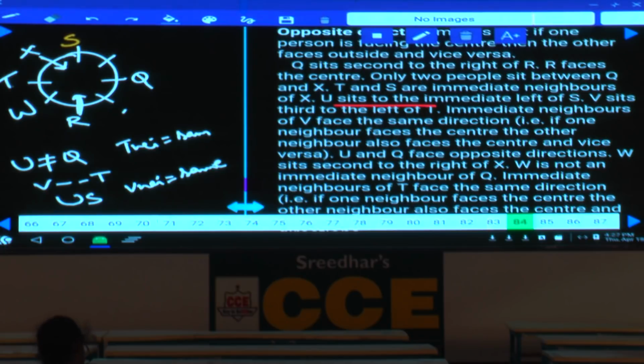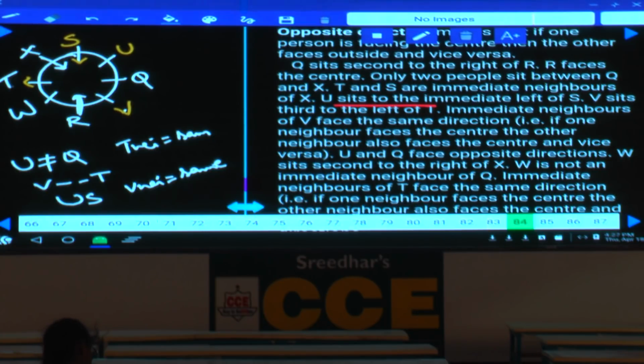If S is here, U is to the immediate left of S, and S is facing towards the center, U will be here. U is to the immediate left of S, and T is here. If T is here, V sits third to the left of T. Isn't it? V sits third to the left of T, and so V must be here. If V is here, and T is facing away from the center, then only V sits third to the left of T.